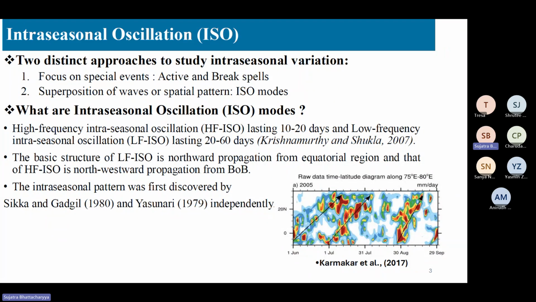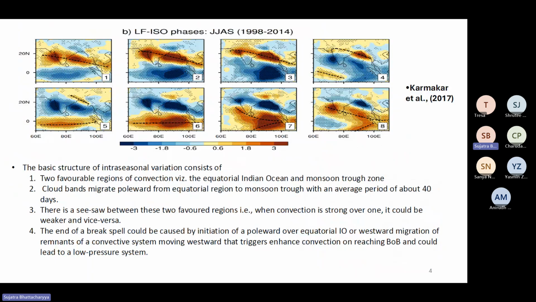If we talk about the basic structure of LFISO, it's basically eastward. If you look at phase 4 to phase 8, there is an eastward propagation of the positive anomaly in the tropics. And when it reaches the Indonesian coast, it bifurcates into two regions. One goes northward and one goes southward. And there is a poleward propagation thereafter. So this is the typical structure of LFISO, which has a time period of 20 to 60 days. This whole period comes to around 40 days.